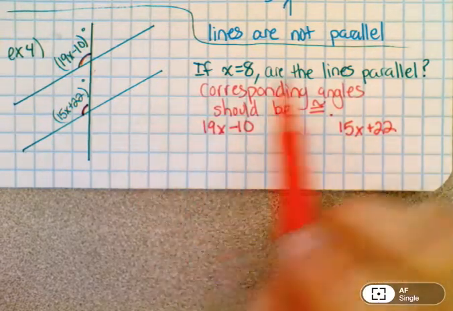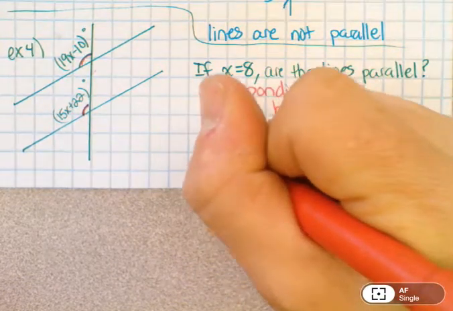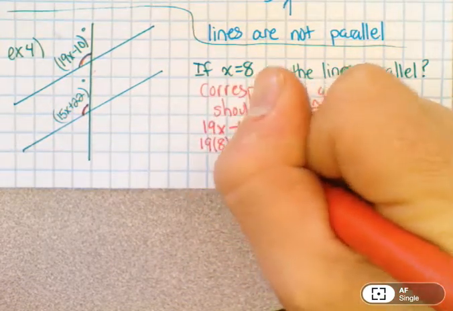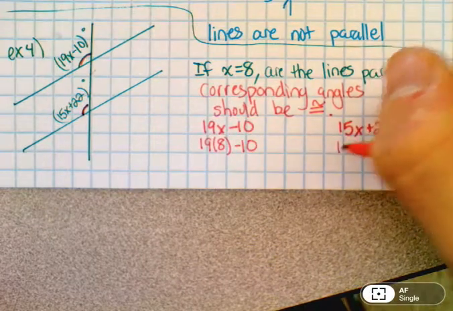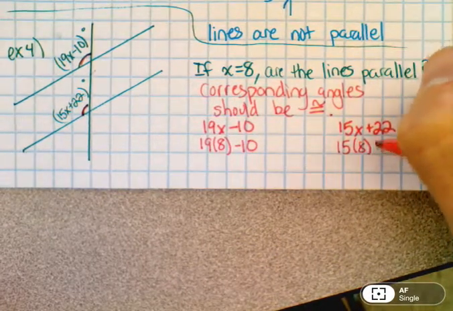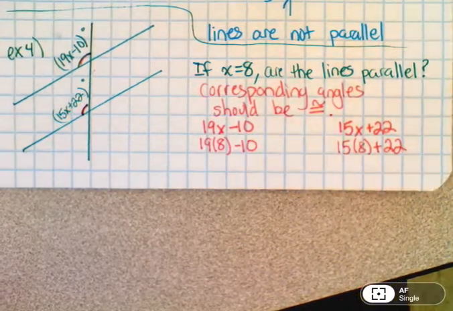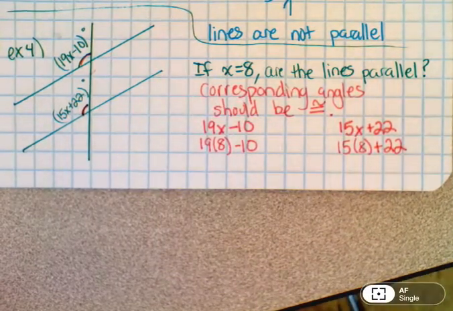So what we're going to do is replace the x with 8, 19 times 8 minus 10, and replace the x with 8 over here. And I have to walk to get my calculator. You guys figure that out while I'm taking my walk.